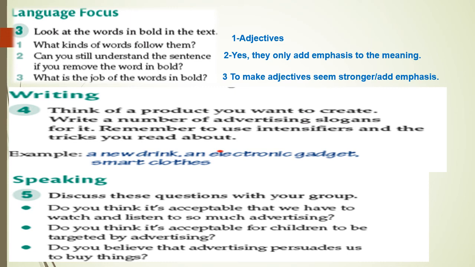Okay, so I need you now to think of a product you want to create. Can you give me some advertising slogans for them? And you can use intensifiers and tricks you read about. So I will wait for your homework, this part, exercise 4. Write or think of a product you want to create and write a number of advertising slogans for it. Don't forget, you have to use intensifiers: very, extremely, really, especially, totally. Okay, guys, waiting for your homework.